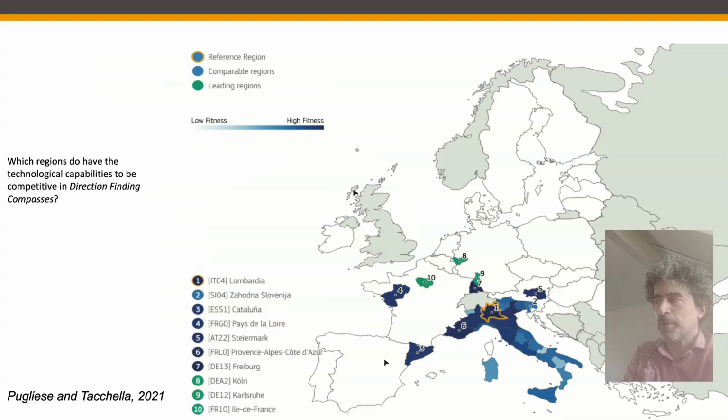We can see for this product, for example, direction finding compasses. It's an electronic product, so imagine GPS and these kinds of things. And we can make a map of which regions are better suited, more likely to export this product in the next 5 years. Which regions that are not exporting it today are more likely to export it in the next 5 years.